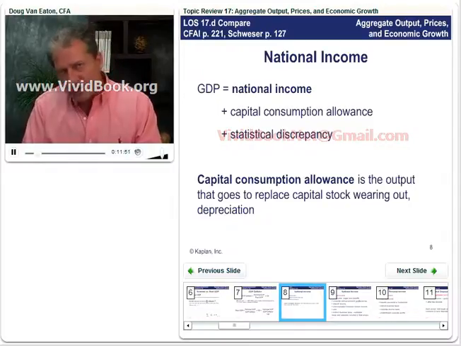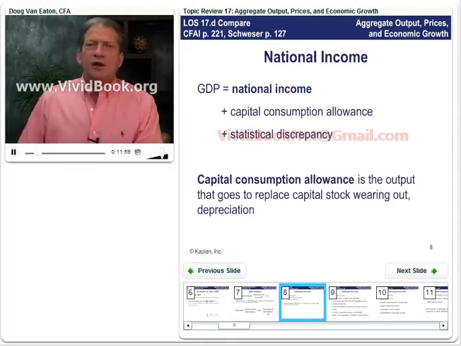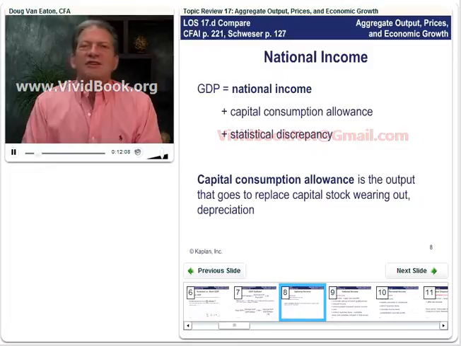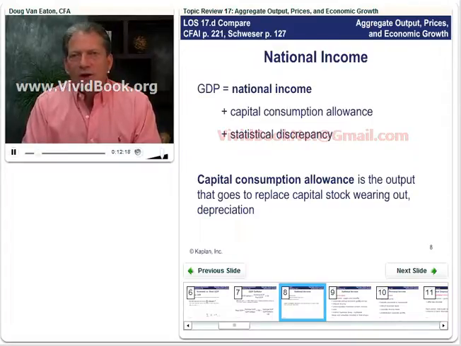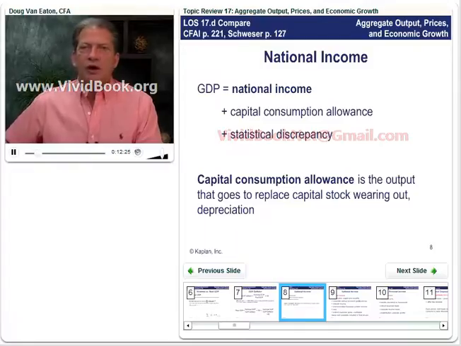Well, the statistical discrepancy is just because if we calculate it different ways, we're going to get different numbers. So don't worry too much about that. But you should understand what this capital consumption allowance is. So it's stuff that was produced that went to replace physical assets that were used up in the production process. So I think here we've got capital consumption allowance is the output that goes to replace the capital stock that's wearing out. So it's similar to the idea of at least economic depreciation of physical productive capital goods.